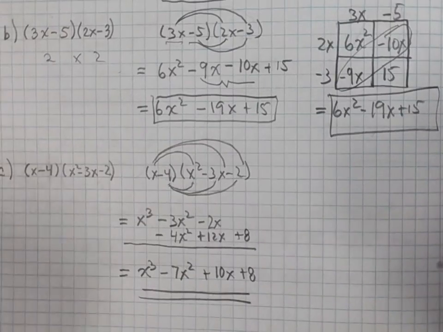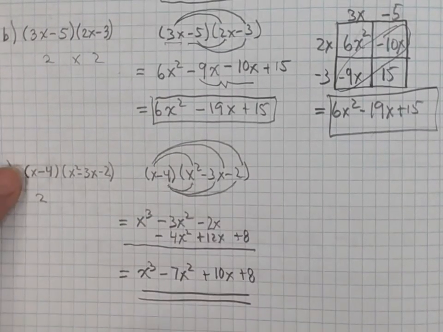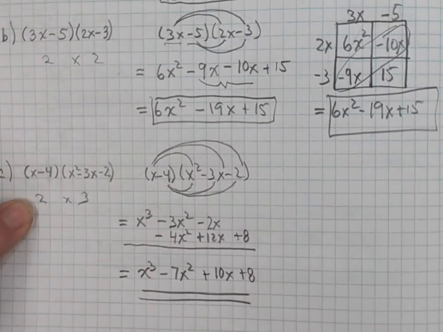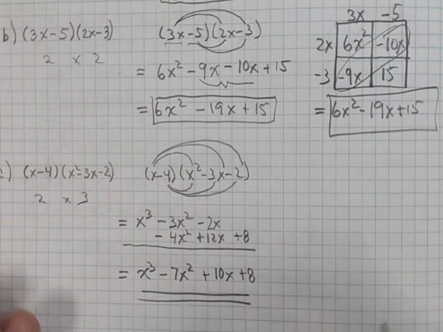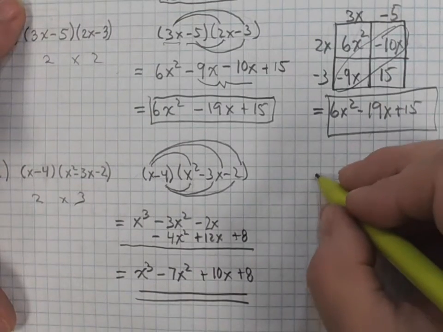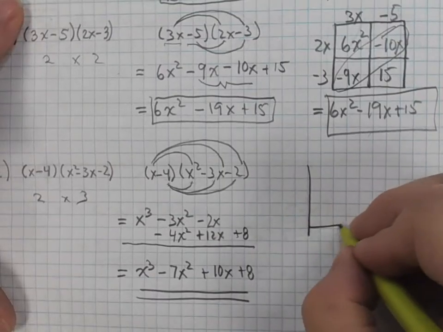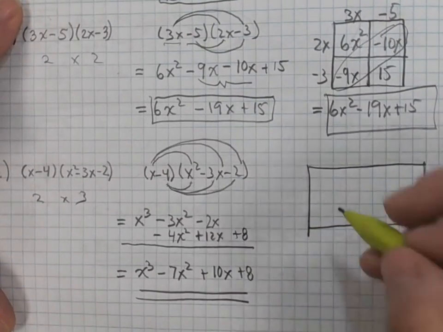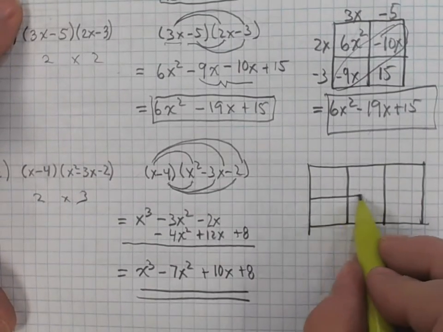All right, box method. One thing's going to change. In the box method, we have a binomial, 2 terms, and we have a trinomial. So it's a 2 by 3 box that we need. So you can either do 3 rows or 3 columns, but we need one of them to be that. So I think I'm going to do 2 rows and 3 columns. I need it to be a little wider if I'm going to do 3 columns. All right, so 1, 2, 3, and then 2 rows.